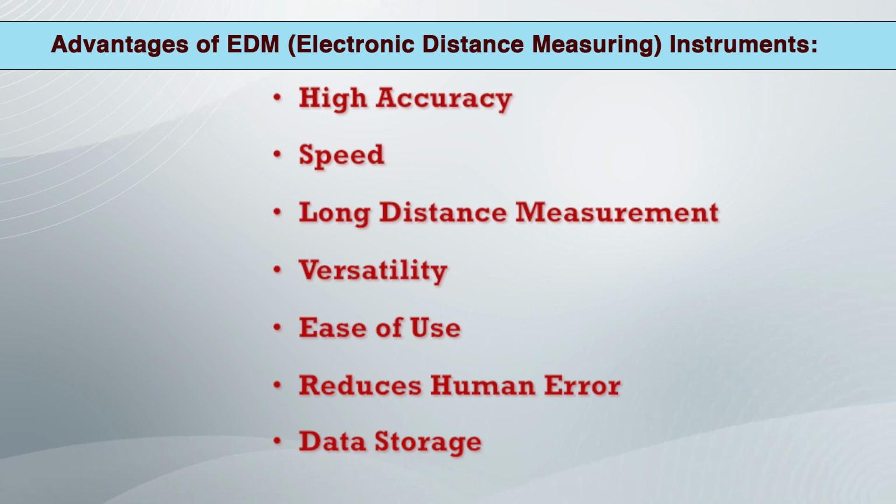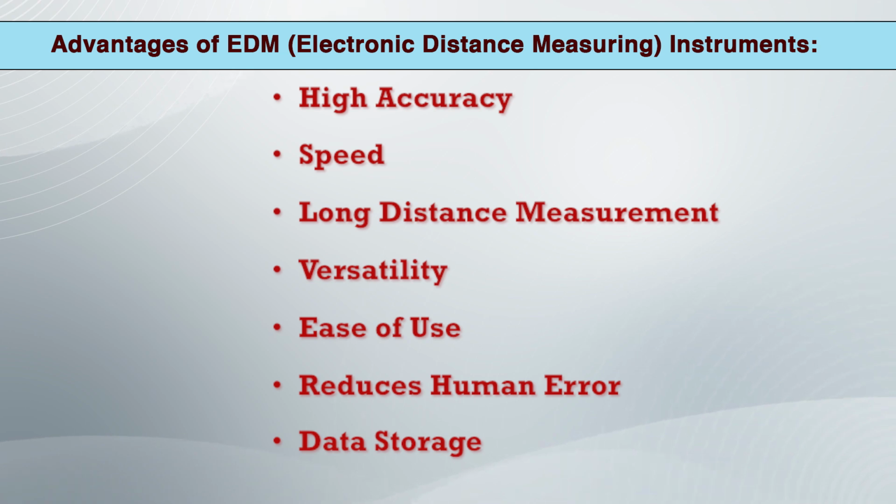There are various advantages of the electronic distance measuring instrument, which are the following. The first advantage is high accuracy. The EDM provides highly precise distance measurements between two points, often within a few millimeters.